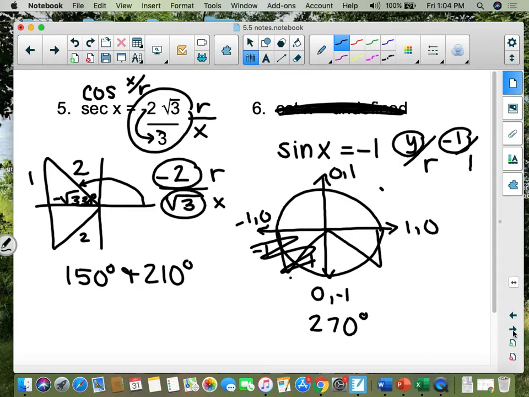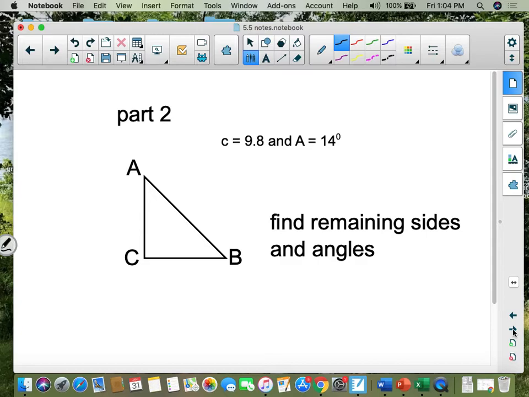And then the last template, this is again on the next test. It tells you that angle C is 90 degrees. It tells you that little side C is 9.8. It gives you angle A as 14. On the last test, you found a side. On this test, you have to find all the remaining parts of the triangle. That's the only difference.